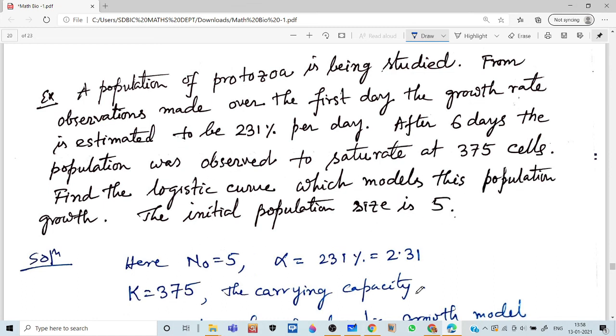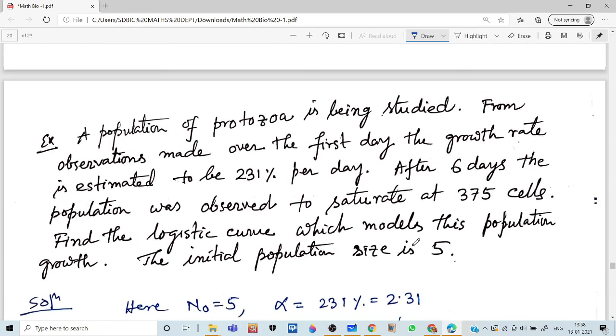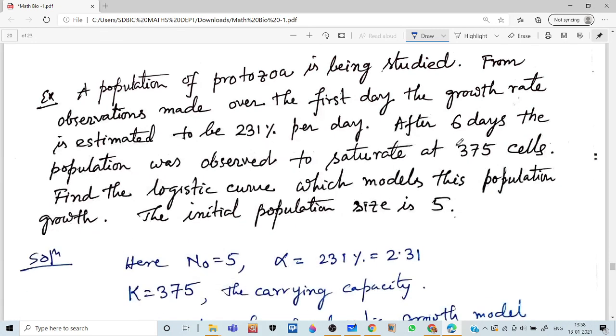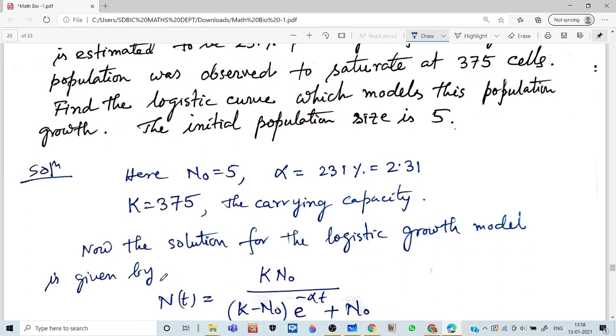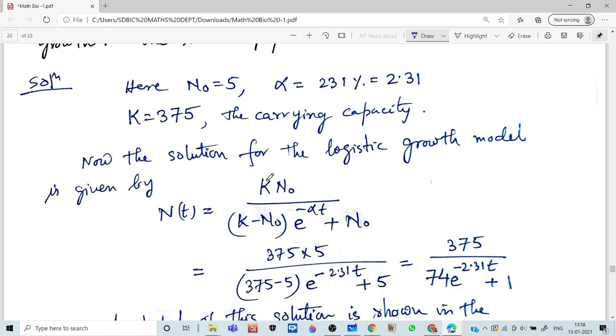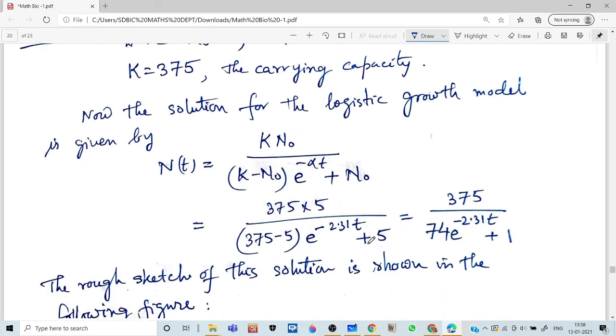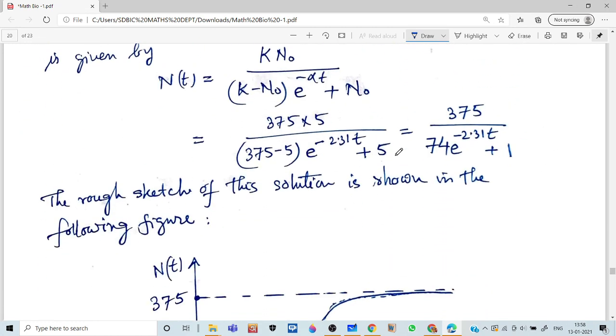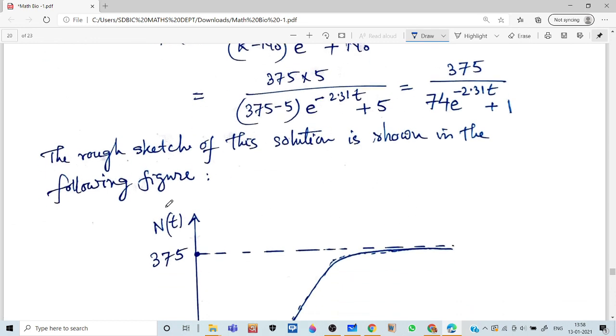Here alpha, the linear growth rate, is 231%, that is 2.31, and the carrying capacity is 375 cells, the saturation point. So the carrying capacity capital K is equal to this. Now the solution for the logistic growth model, n(t) is equal to k n0 by (k minus n0) e to the power minus alpha t plus n0. So putting in all the values, we get the result n(t) equal to this. A rough sketch of this solution is shown in the following figure.